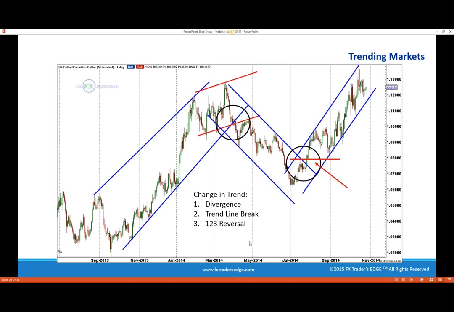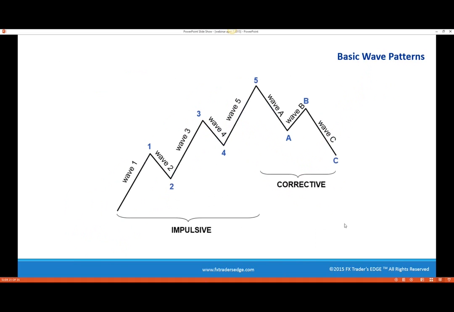Well, imagine if we added the wave counts to this. That would really add perspective. The Elliott wave counts provide a roadmap, provide a GPS, really, on where we're going in the market. And let's see if we can learn from that on a subsequent slide.